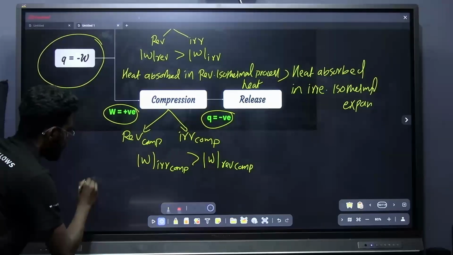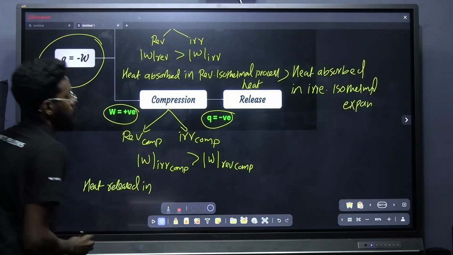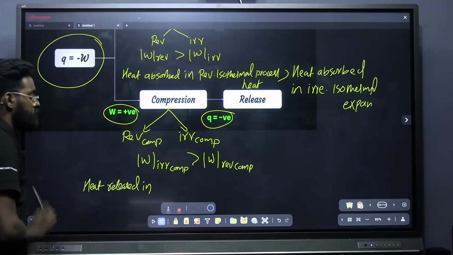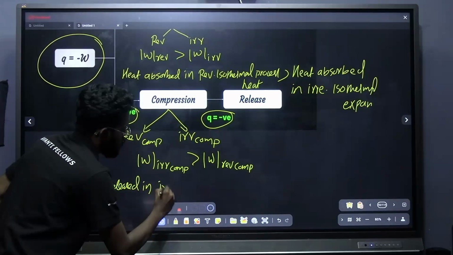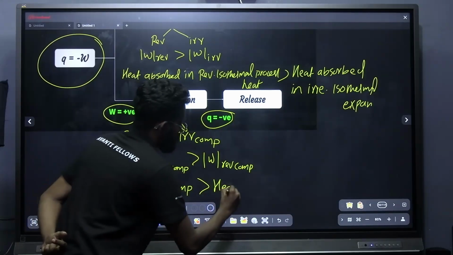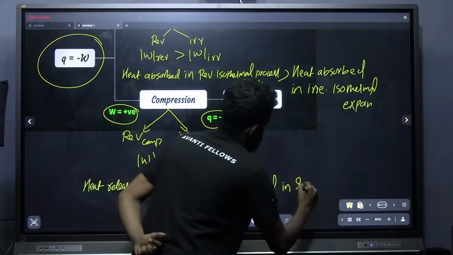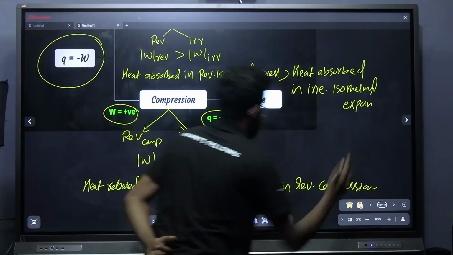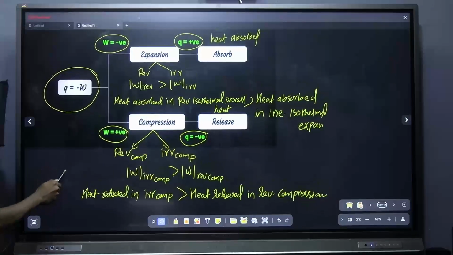So I can write the statement: heat released in irreversible compression is greater than heat released in reversible compression. Compression is taking place by release of heat, expansion is taking place by absorption of heat. Yes, this is the complete idea about isothermal process.